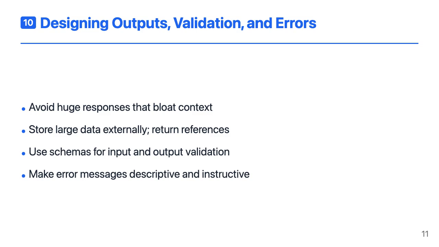Most tool frameworks support JSON schemas for inputs and outputs. Use them. They both document the tool for the model and let your application validate calls at runtime. Finally, treat error messages as another teaching channel. Instead of just saying 404, tell the model what went wrong and what it should try next.